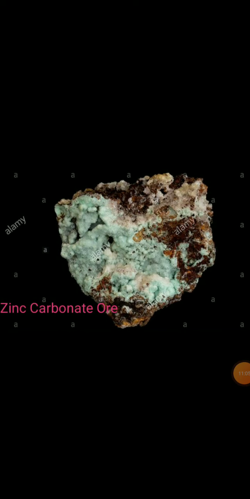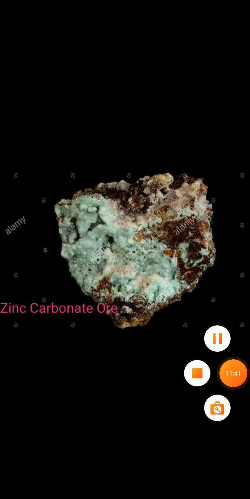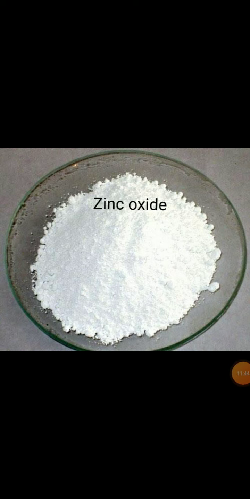Let us talk about calcination now. For that also we'll take the example of zinc only. How is zinc obtained as carbonate ore? In nature we get zinc carbonate ore. The formula for it is ZnCO3, zinc carbonate. What is calcination? A heating process in the presence of limited air. So when this zinc carbonate ore is heated strongly in limited air, it turns into zinc oxide, ZnO, and carbon dioxide gas is released.